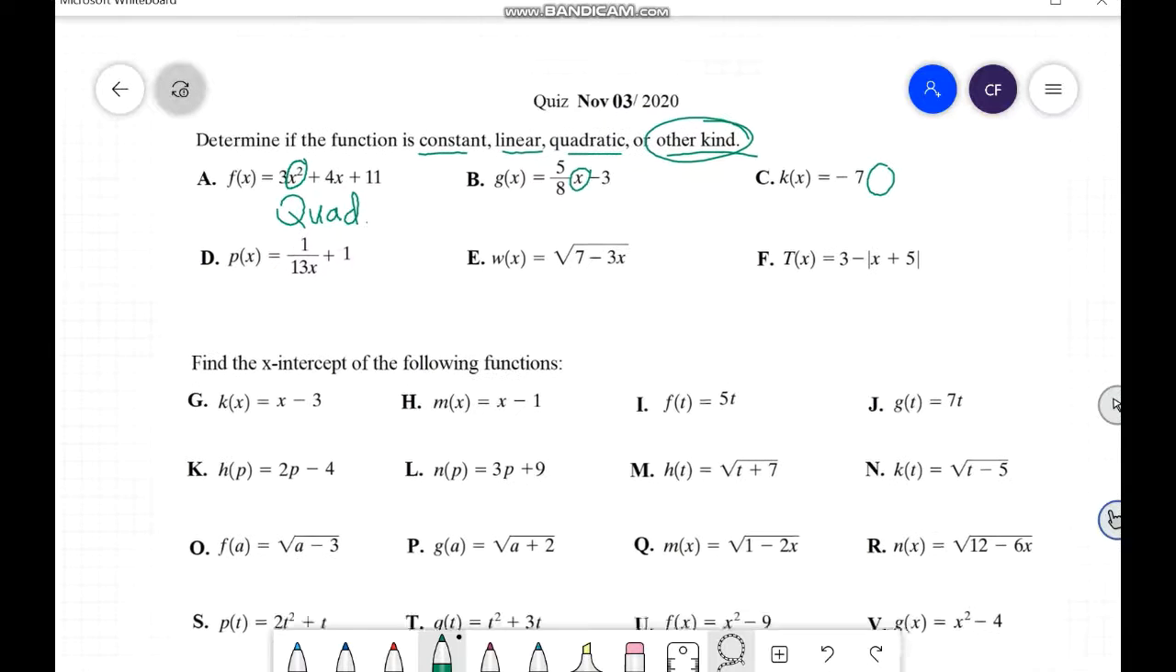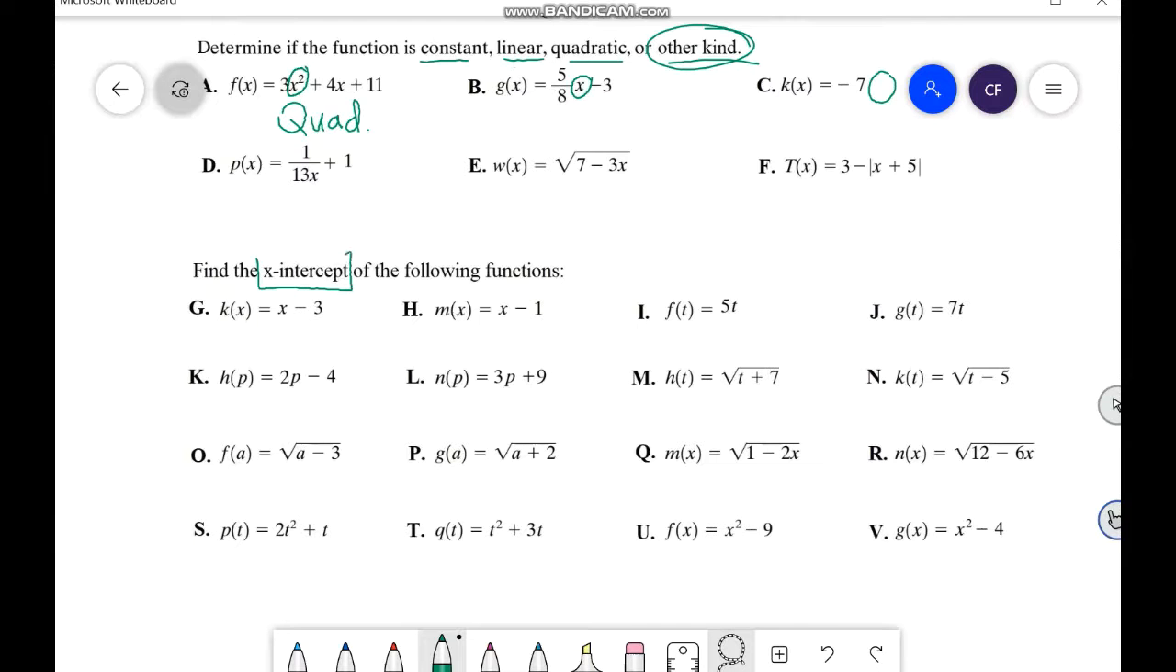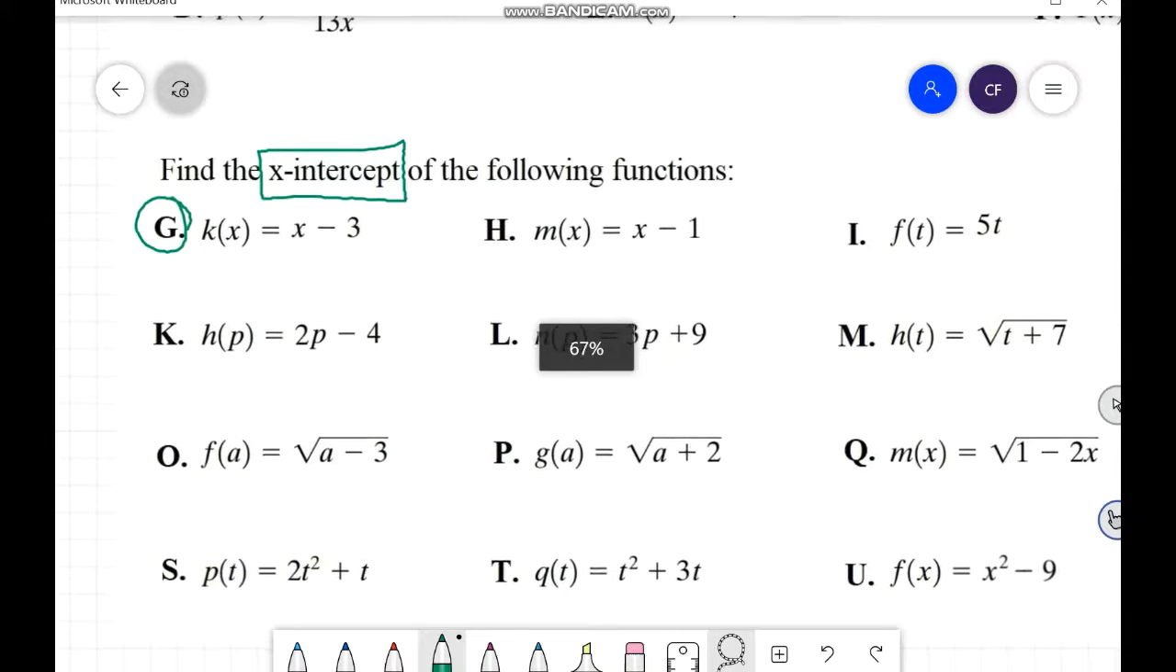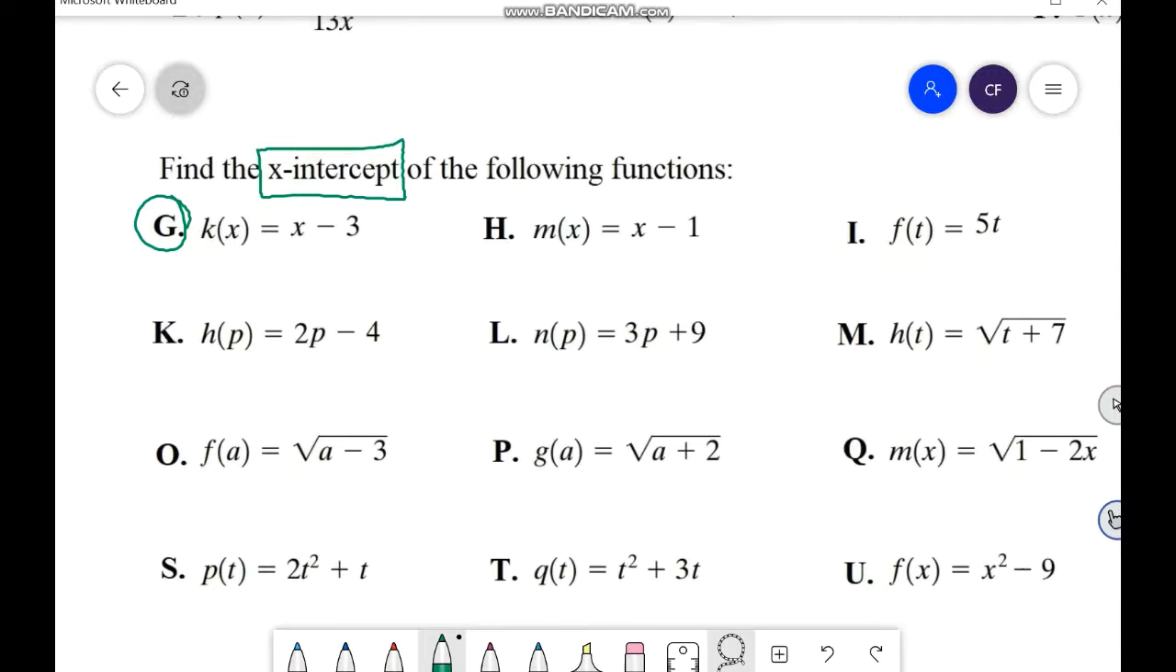Next one, find the x-intercept. Let's check this first example here. Find the x-intercept of k of x equals x minus 3. You're going to make the function equal to 0, 0 equals x minus 3. What makes x minus 3 equal to 0? If you make x equal to 3, 3 minus 3 is 0, right? So this is going to be the answer.